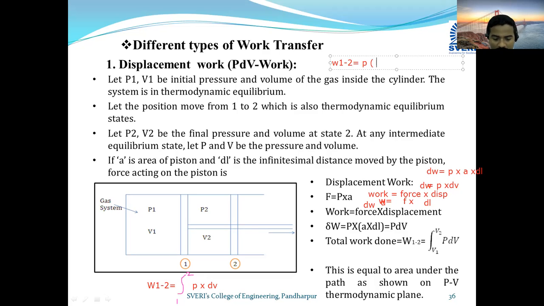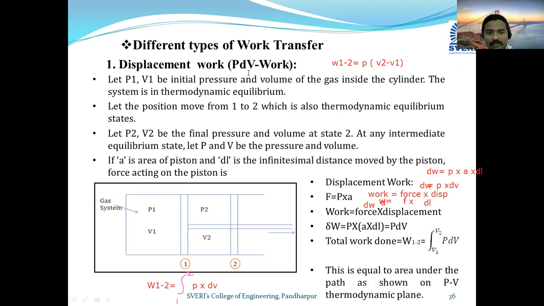V2 minus V1. Correct. So this is the total work done of the system. W1 to 2 is equal to P into bracket V2 minus V1.